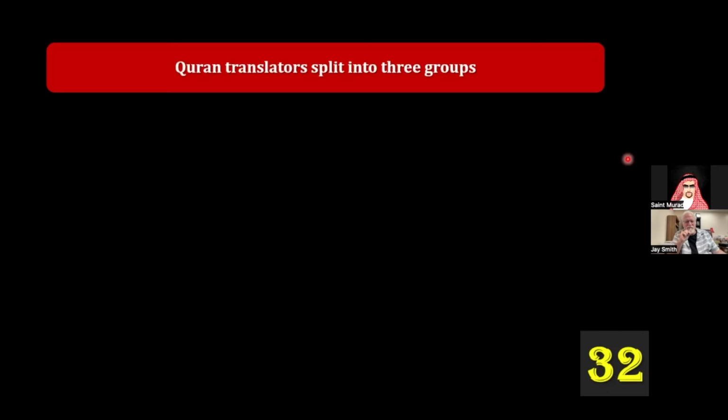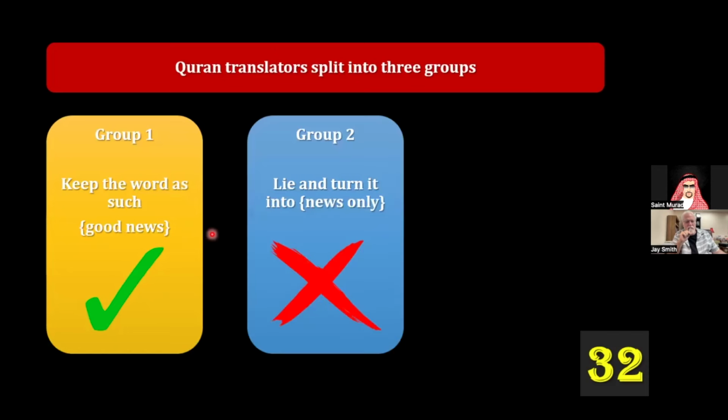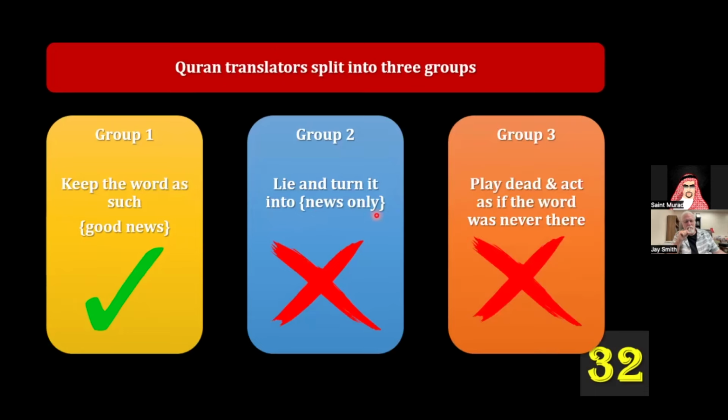Quran translators actually split into 3 groups. Group 1, keep the word as is, good news, and this is correct. Group 2, lie and turn it into news only without good. Group 3, I call them the play dead group. They act as if the word is never there in the Arabic.